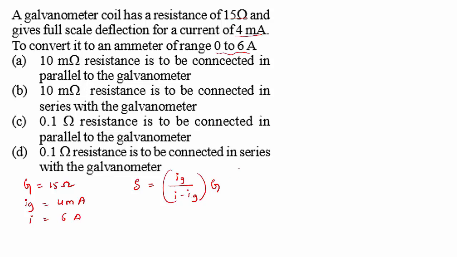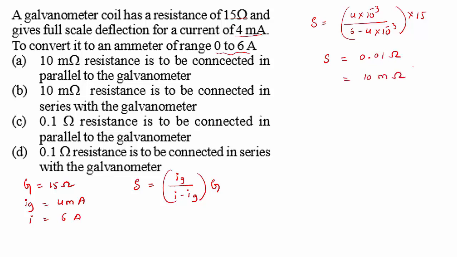So in place of Ig we write S equal to 4 into 10 raised to minus 3, because it is in milliampere. Then I minus Ig is 6 minus 4 into 10 raised to minus 3, into 15. So the value of S is 0.01 ohm, that is equal to 10 milliohm, which is connected in parallel.